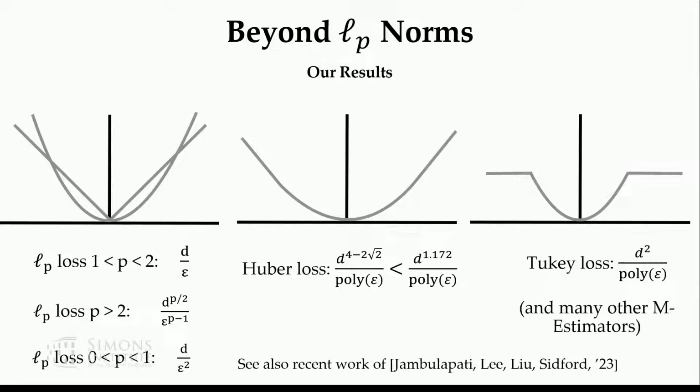And for Huber loss, we get a weird looking bound of roughly d to the 1.172 over poly epsilon. We also consider Tukey loss, another popular M estimator, which is quadratic near the origin, and at some point it just becomes completely flat. For this we get d squared over poly epsilon, and I'm hiding log factors. And we handle many other M estimators. We're not getting tight bounds in terms of d.